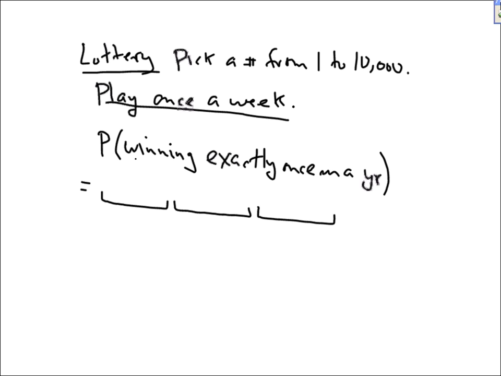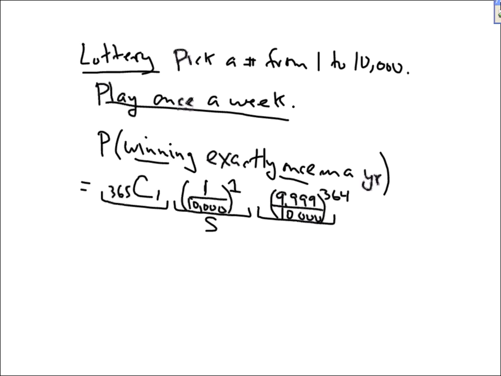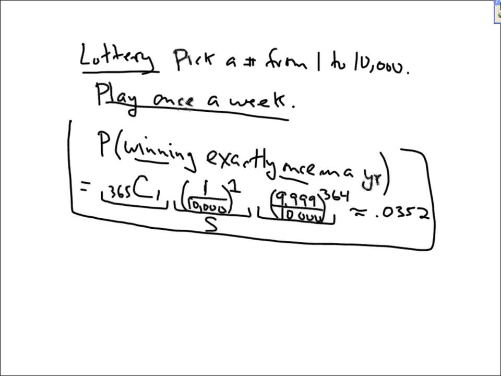Now, we want to win once. So success in this case is winning. Out of the 10,000 numbers, only one of them is a winner. So we have 1 over 10,000 chance of winning, and 9,999 out of 10,000 chances of losing. We want to win one time in the year, so the remaining 364 days, we're just begging to lose. And from the 365 days, we want to choose one to be a winning day for us. And if you work this out, you will get this number to 4 decimal places.